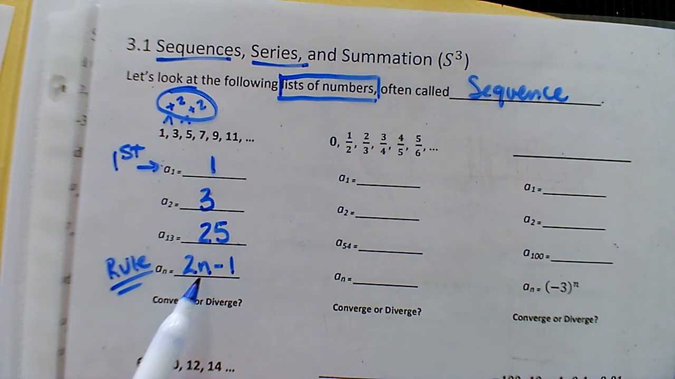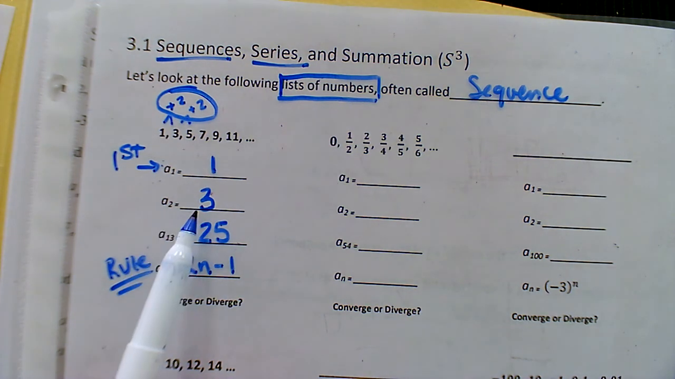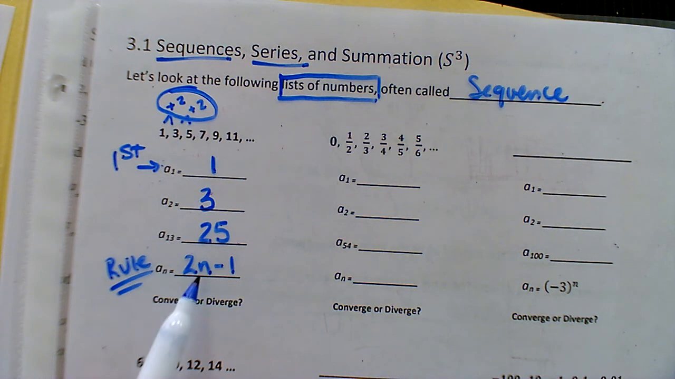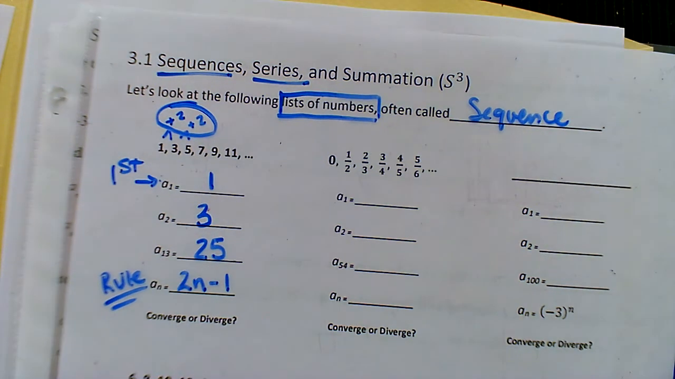If we plug in 1 for n, we get 2 minus 1, which is 1. If you plug in 2 for n, we'll have 4 minus 1, which is 3. Plug in 13 for n. You have 26 minus 1, which is 25. So it seems to check out.